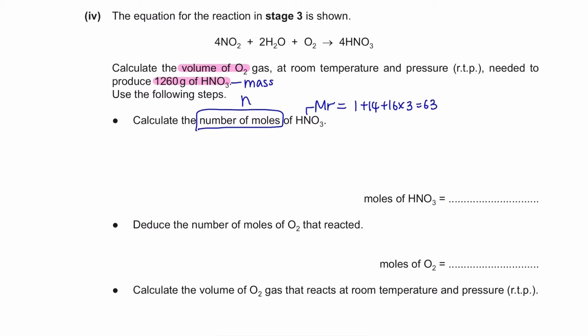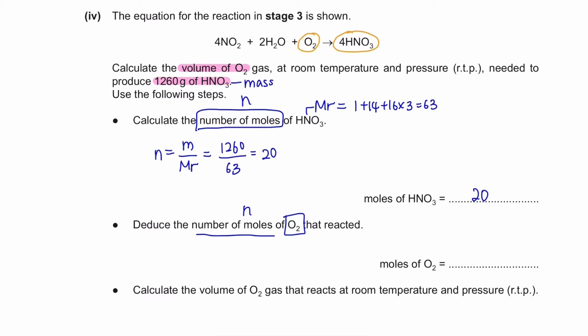And the formula for this is number of moles equals mass divided by the Mr. So 1,260 divided by 63 equals 20. So there were 20 moles of HNO3. Then deduce the number of moles of O2 that reacted. In this case, we just use the ratio. There were 4 HNO3 and just 1 O2, so the ratio is 4:1. And the number of moles of HNO3 was 20. So the number of moles of O2 will be 20 divided by 4, which is 5.